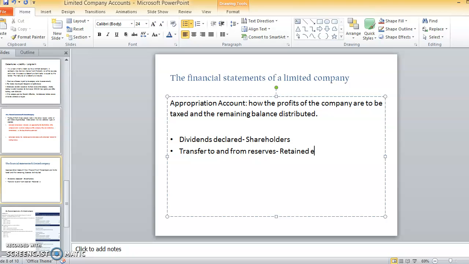retained earnings. Okay, so with your profits, what do we do? We give them out to our shareholders as profits, which we call dividends, and the remaining balance of the profit we keep in the company as retained earnings. This is the amount of money we are going to use to expand our company operations in the future.